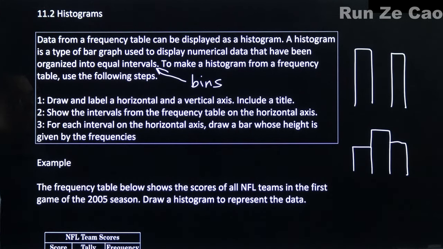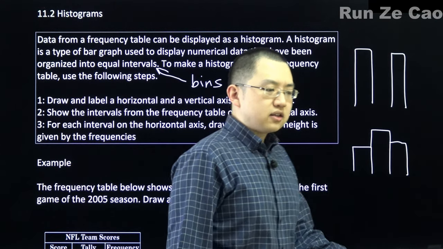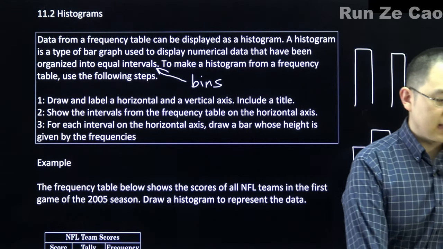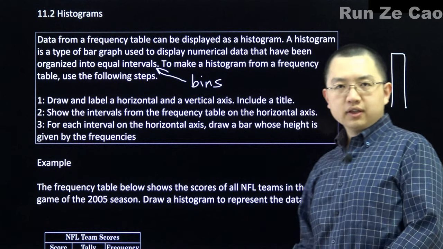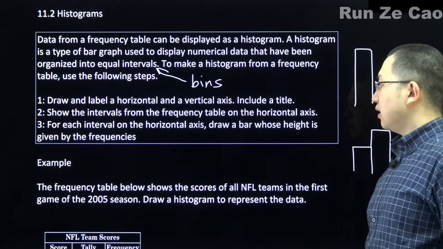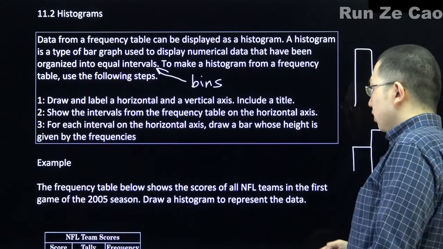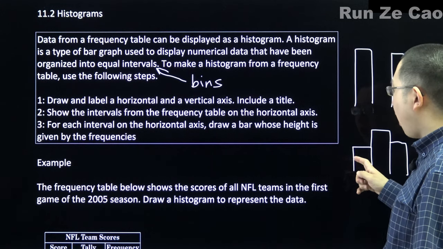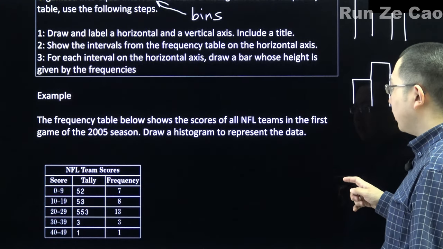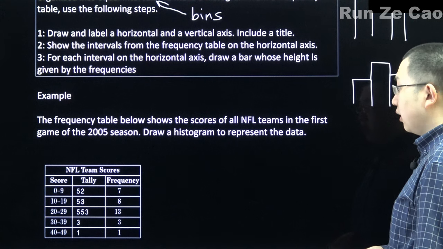You draw and label a horizontal and a vertical axis, and you include a title. You show the intervals from the frequency table on the horizontal axis. And for each interval on the horizontal axis, you draw a bar whose height is given by the frequencies, just like with a bar graph.